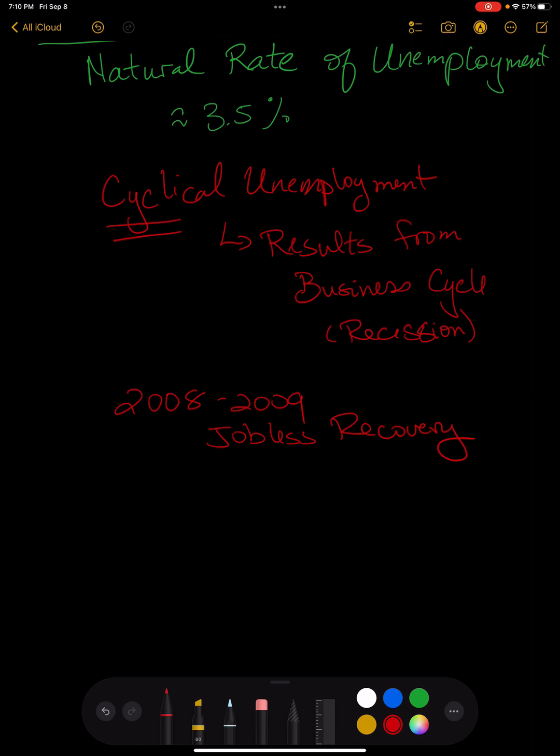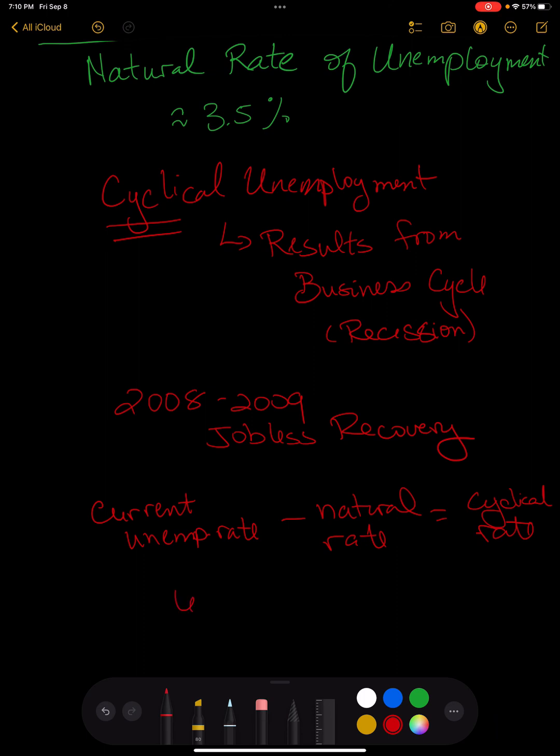Let me see if there's anything else I want to say in here. Oh, real quickly, how do you find the cyclical unemployment rate? So you could take the current unemployment rate, subtract the natural rate, and that'll tell you what your cyclical rate is. So if we got to a point where, say, our unemployment rate reached 6%, and our natural rate is roughly 3.5%, then 2.5% would be our cyclical unemployment rate.